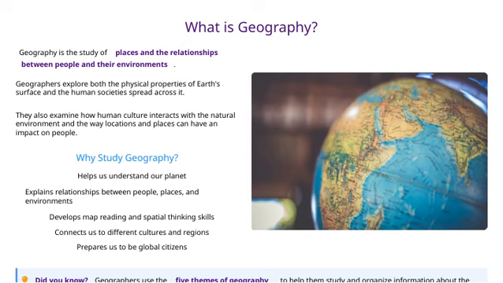It's also a way to connect with different cultures and regions around the world, fostering a greater sense of global citizenship. And speaking of organizing information, geographers use what we call the 5 themes of geography to make sense of the world. These themes help us analyze and understand the complex relationships that shape our planet. So, in essence, geography is about understanding the world we live in, how everything fits together, and how we, as humans, influence and are influenced by our environment.